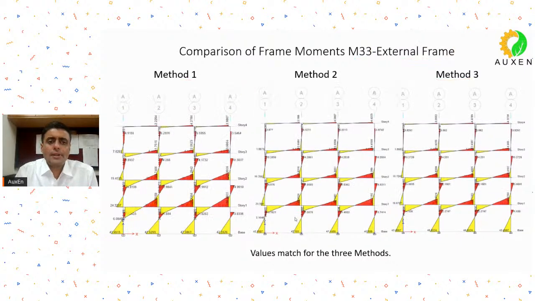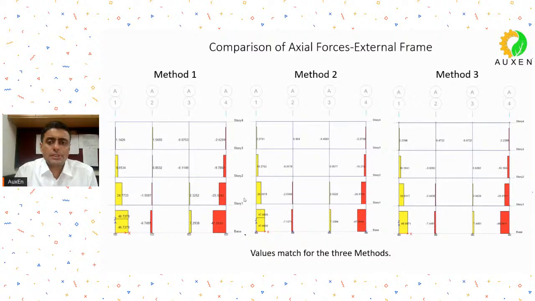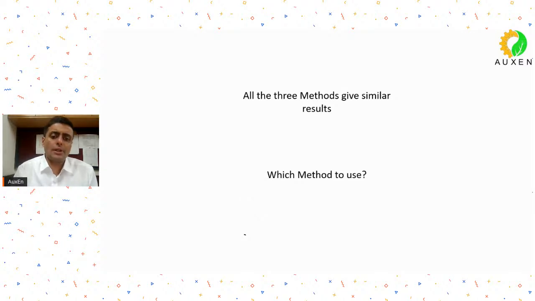Then, if I compare the moments on the external frame, even these have a good match. You can see all the values. Then, if I compare the axial forces, these are the axial forces on the internal frame. This yellow line indicates that there is tension, and this indicates there is compression. So all of you know lateral loads: to resist lateral loads, an axial tension-compression couple is created. So this is also matching quite well. Axial forces in the external frames are also matching quite well. So more or less, all the three methods are giving you similar results.